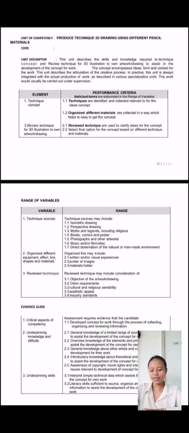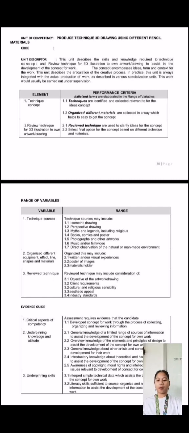First element, technique concept. Techniques are identified and collected relevance for the ideas concept. Second, review techniques for 3D illustrations to own artwork drawing. Review techniques are used to clarify ideas for the concept, select final options for the concept based on different techniques and materials. Range of variables. 1. Technique sources. 2. Organize different equipments, effect, lines, shapes, and materials. 3. Review techniques.